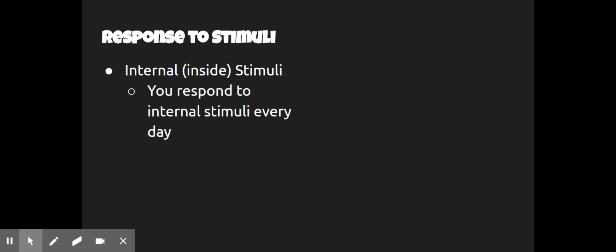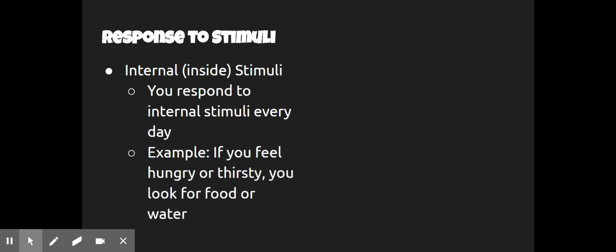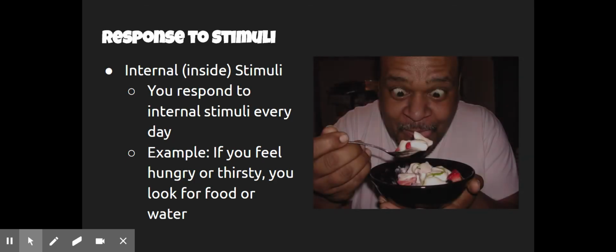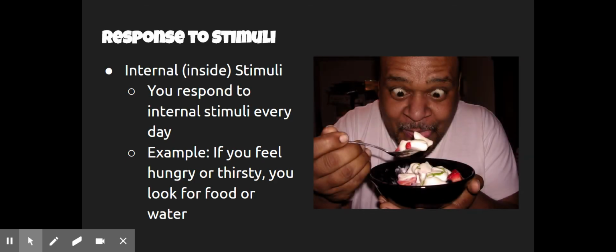So some stimuli we refer to as internal stimuli, which means it takes place inside the body, and you do this every day. So an example of a response to internal stimuli is if you feel hungry or thirsty, you look for food or water. And just like this guy, you go and get yourself a bowl of something delicious because you're hungry and eat it up.